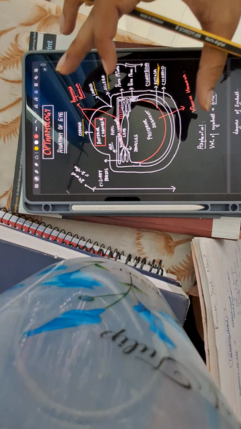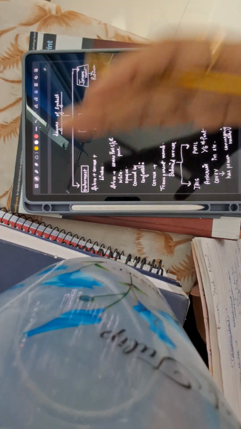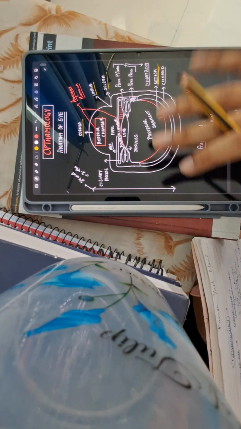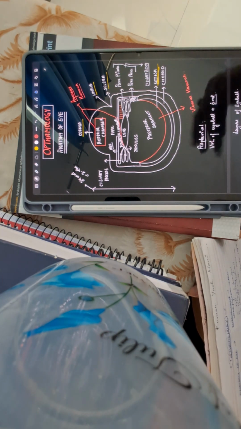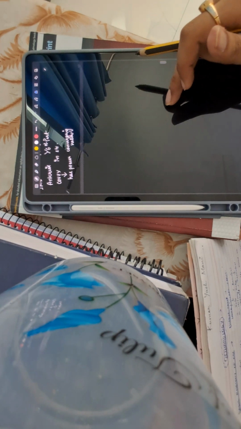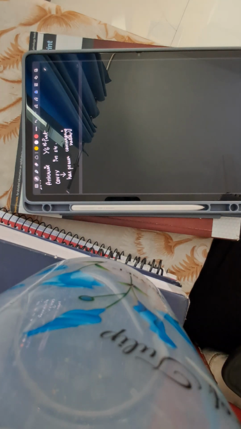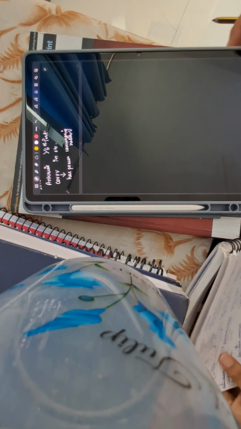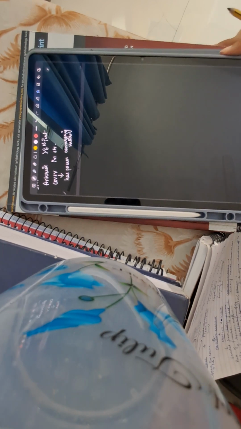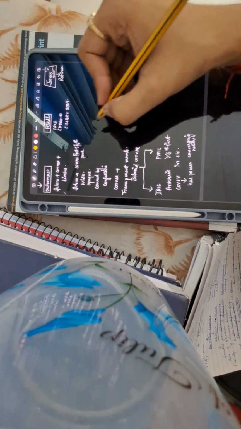So the first thing you should know is the anatomy of the eye. Then the layers of the eyeball should be mentioned: the outermost, the middle, and the innermost. If you know this diagram, you will get about 90% of what I've talked about right now. Let's go slightly into detail.